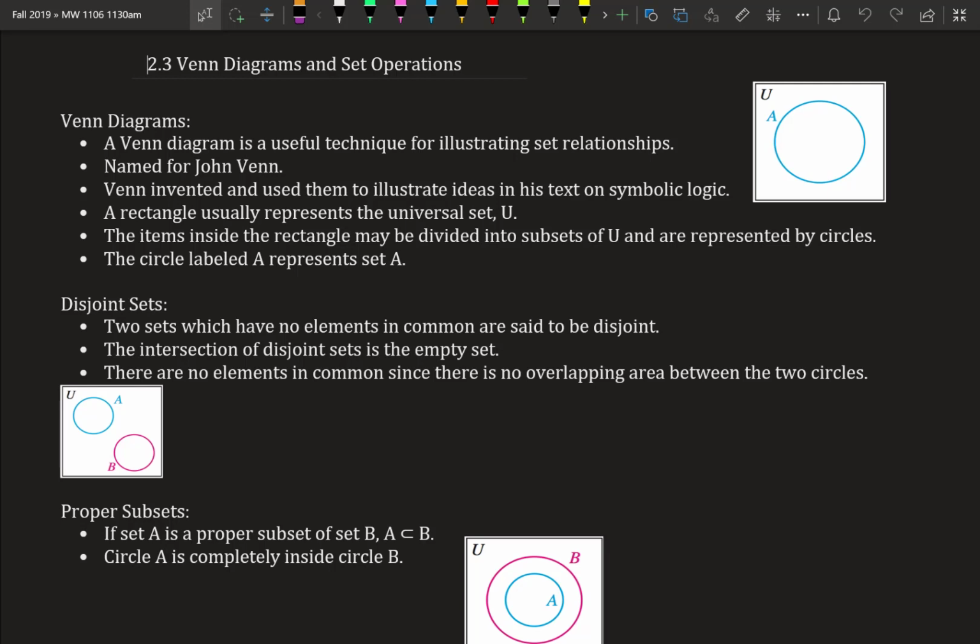Anyways, a Venn diagram is a useful technique for illustrating set relationships. It's named for John Venn. Venn invented and used them to illustrate ideas in his text on symbolic logic. A rectangle usually represents the universal set U. The items inside the rectangle may be divided into subsets of U and are represented by circles. The circle labeled A represents set A. So in this picture, the universal set is the box, and circle A means set A.